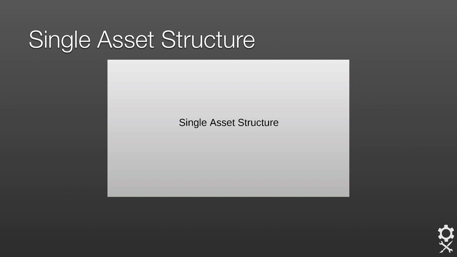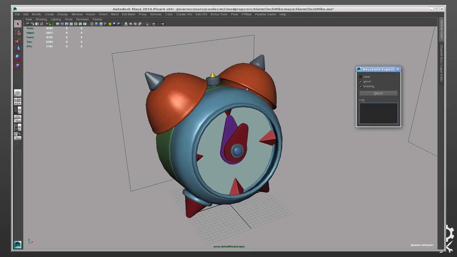So we've seen the USD API in Python, and we've seen how the ASCII file format is defined. Next, we'll look at a real asset structure. In this case, I have Alarm Clock Mike from Monsters University. Here it's been modeled in Maya, and I'll just go ahead and export the geometry and shading data.